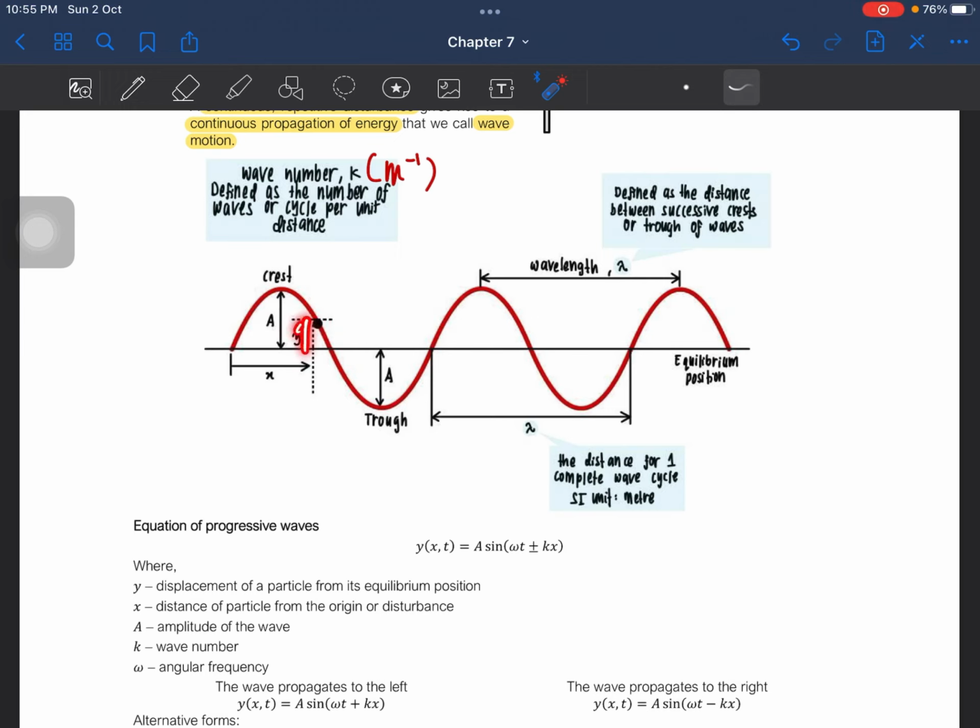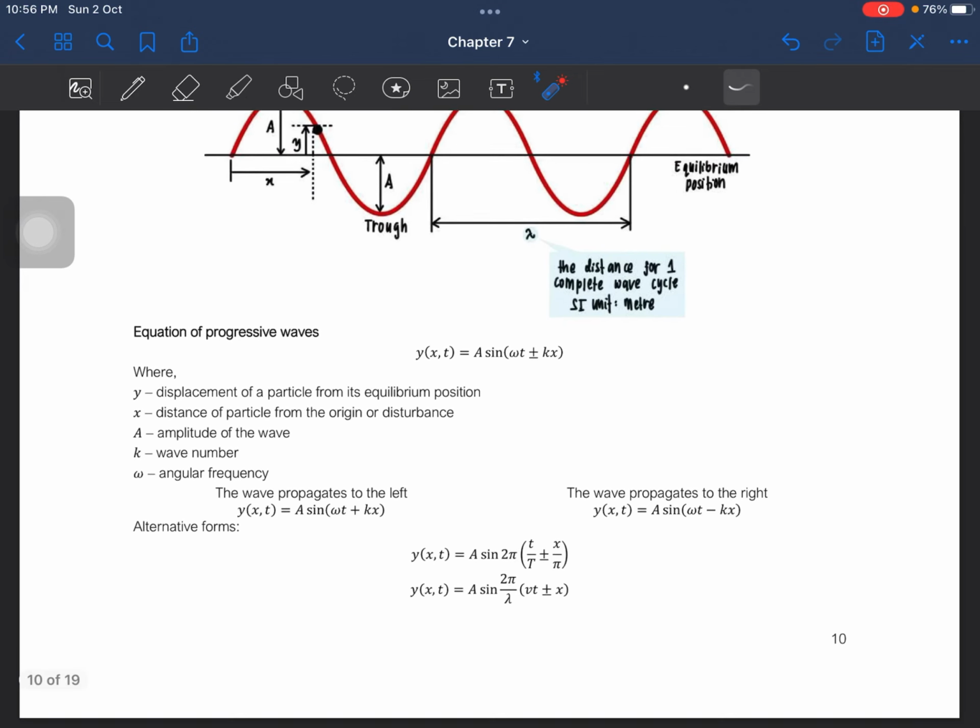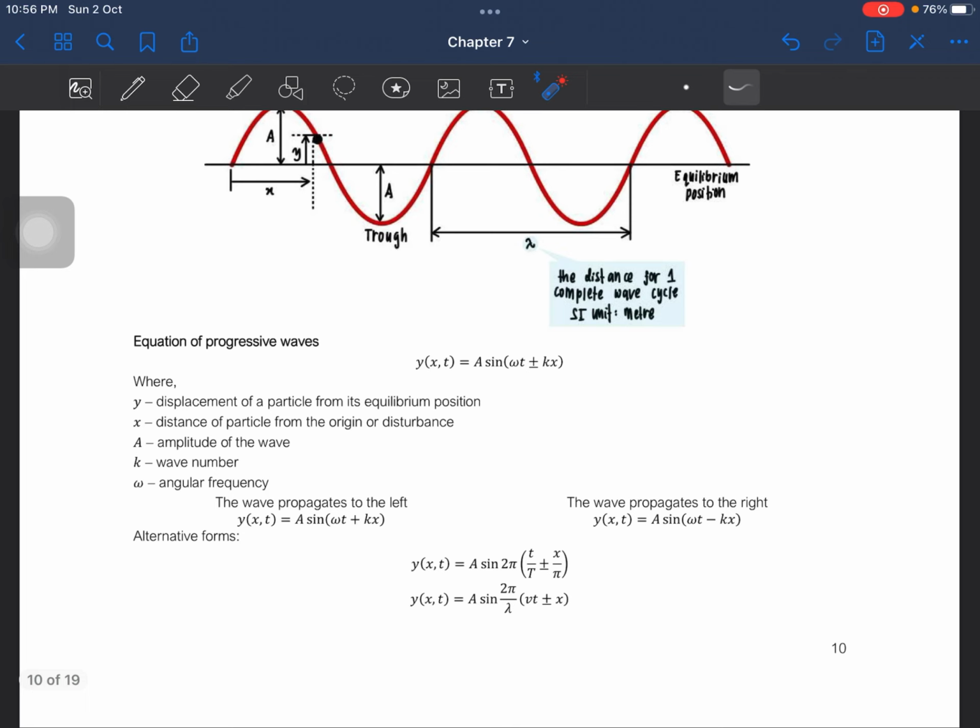So ini adalah your displacement. Y ini adalah your distance. Ke sini ni adalah distance. So this is your amplitude. Dari sini pun amplitude juga. Equilibrium position is your line yang di sini. Okay? Now we have to learn about the equation of progressive waves.